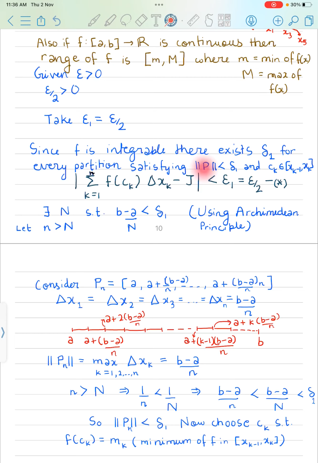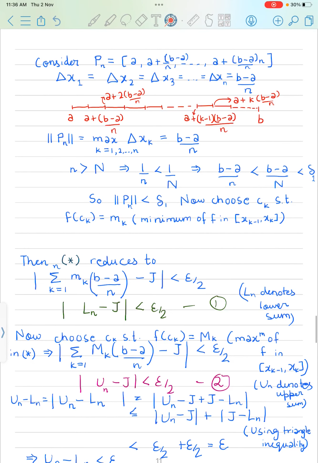Because my chosen pn has norm less than delta 1, this condition is applicable, and I can choose any ck between xk minus 1 and xk. I will choose ck such that f of ck is the minimum of f on xk minus 1 to xk. So why can I do that?